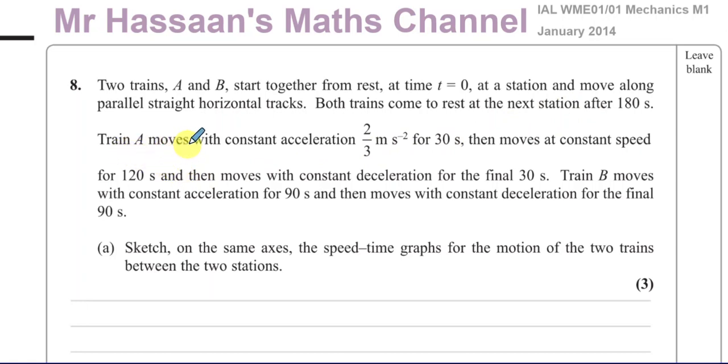Train A moves with a constant acceleration of 2/3 meters per second squared for 30 seconds, then moves at a constant speed for 120 seconds, and then moves with constant deceleration for the final 30 seconds. Train B moves with constant acceleration for 90 seconds and then with constant deceleration for the final 90 seconds. Sketch on the same axes the speed time graphs for the motion of the two trains between the two stations.